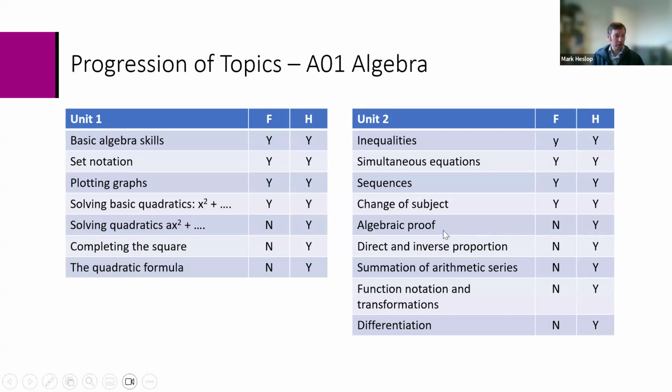Algebraic proof is formally in Unit 2. Direct and inverse proportion algebraically is in Unit 2. And I will clarify that, in terms of plotting graphs, we could ask students to interpret a graph in terms of a conversion, so conversion between currencies, that is Unit 1. Algebraic proportion is in Unit 2. Summation of arithmetic series is in Unit 2. Function notation and transformations is in Unit 2, and that transformations of graphs dovetails with something else I'm going to say in a second. And then differentiation is in Unit 2.